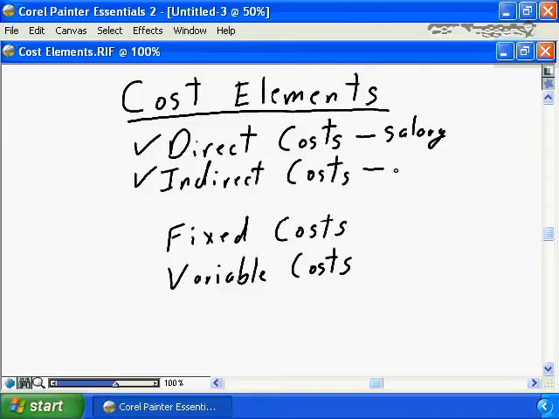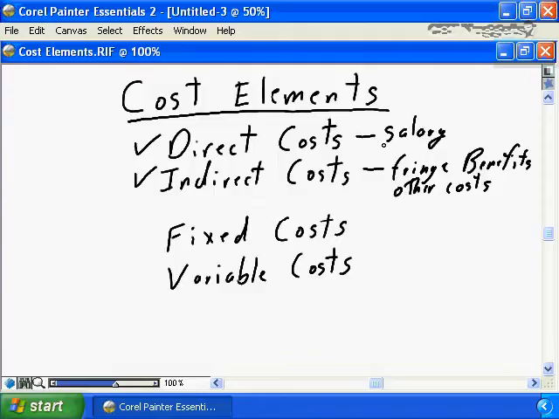It may be the fringe benefits. It may be their insurance premiums. It may be the space allocated for their desk. It may be the charges from the telephone company for their phone. It may be other costs directly related to the employee, but not considered to be direct costs.